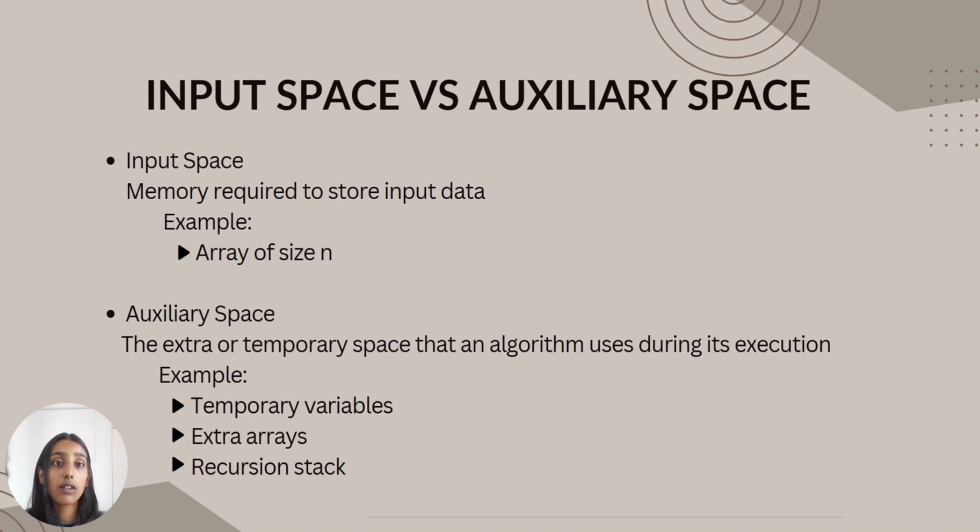Now let's take a look at what input space is and what auxiliary space is. Input space is the memory required to store input data. Imagine we have an array of size n as the input data. This would require n amount of input space. Auxiliary space is the extra or temporary space that an algorithm requires during its execution. This includes temporary variables, extra arrays, or recursion stacks. Let's imagine we need to reverse an array. In order to reverse the array, the program would use an extra temporary array as well. That is an example of auxiliary space.